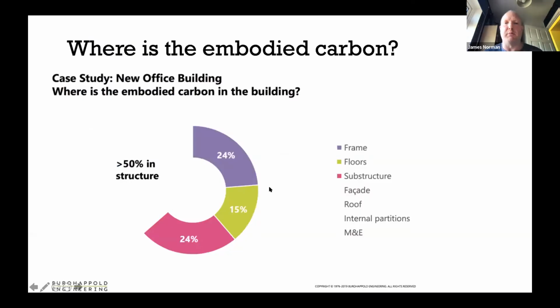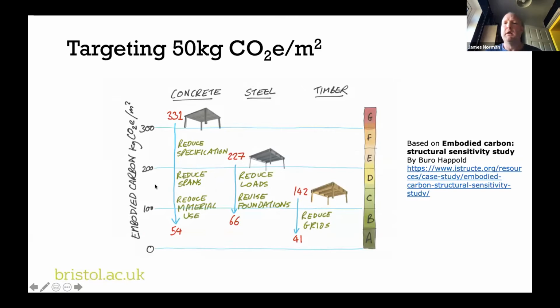So where is the embodied carbon? More than 50% is in the structure. It's in the frame, it's in the floors, it's in the foundations. That is a big deal. As a structural engineer, that means I am responsible for more than 50% of that embodied carbon. So if I'm responsible for more than 50% of that embodied carbon, what can I do about it to reduce my emissions?